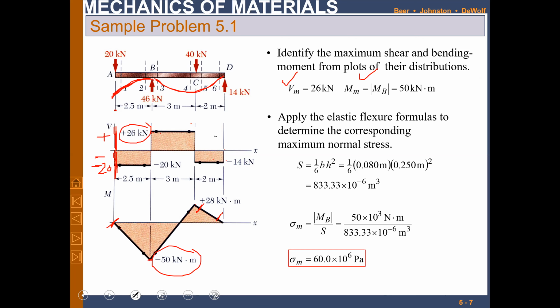We can see that this is the point B where you have both the maximum shear and maximum bending moment, right? So from there we can calculate S. S is 1 over 6 BH square.